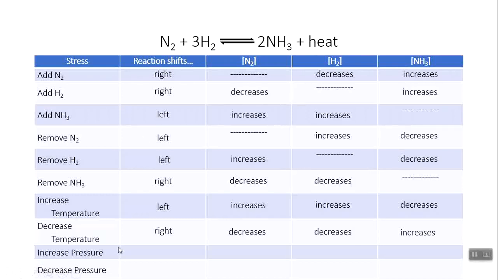So if we increase the pressure, which way will the reaction shift to? It'll shift towards the smaller number of moles, so it'll shift right. And then both the reactants will decrease while product increases. If you decrease the pressure, equilibrium will shift towards the higher number of moles. So in this case, it'll shift left, and then both reactants will increase while product decreases.